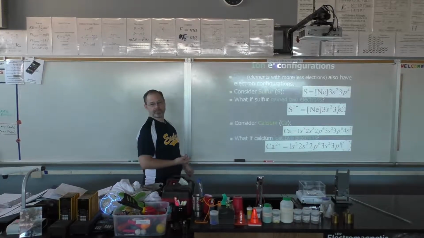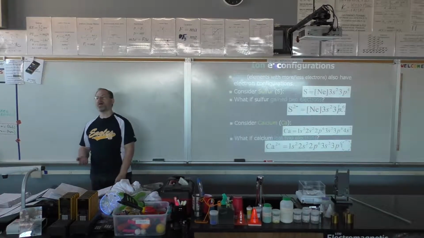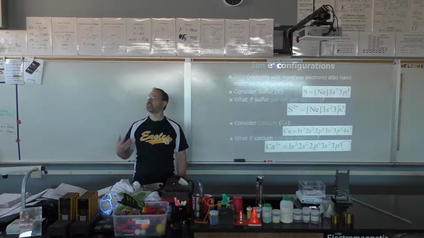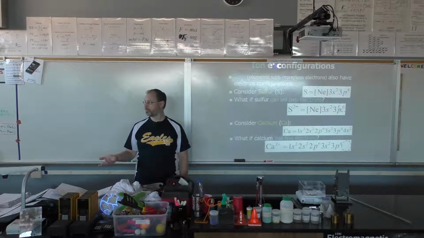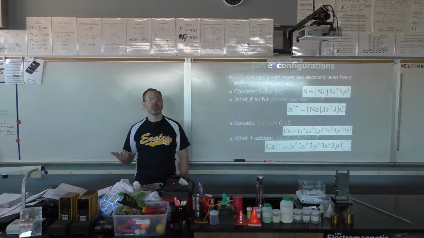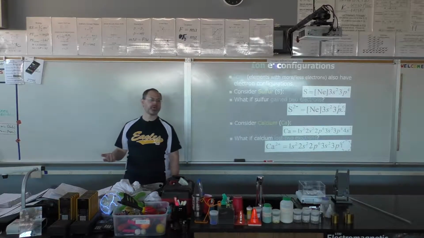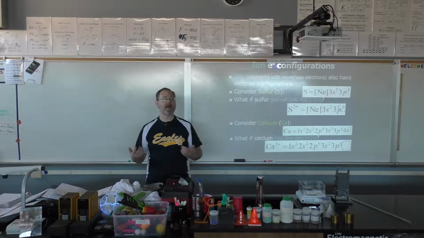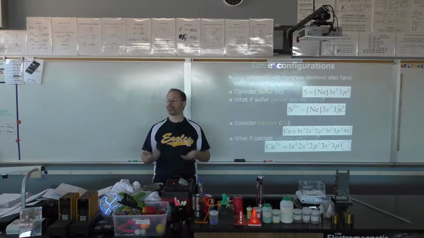So in summary, when you have an ion and you add electrons, you just add them in filling order. You add one to nitrogen, it's going to look like oxygen. You add another to oxygen, it's going to look like fluorine. You add one to fluorine, it's going to look like neon. Okay? When you add electrons, you add them in filling order.